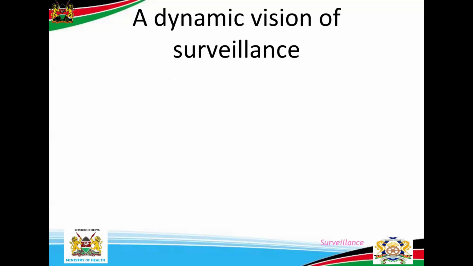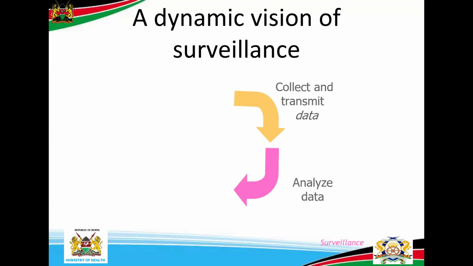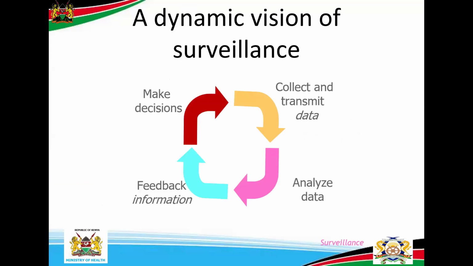What are the dynamic visions of surveillance? Surveillance, we say, is systematic and continuous. First of all, we need to collect and transmit data. Then when you collect that data, you need to analyze it. You provide feedback, then you make decisions. So the cycle goes on and on. And all the levels within the system should use this information to make decisions.